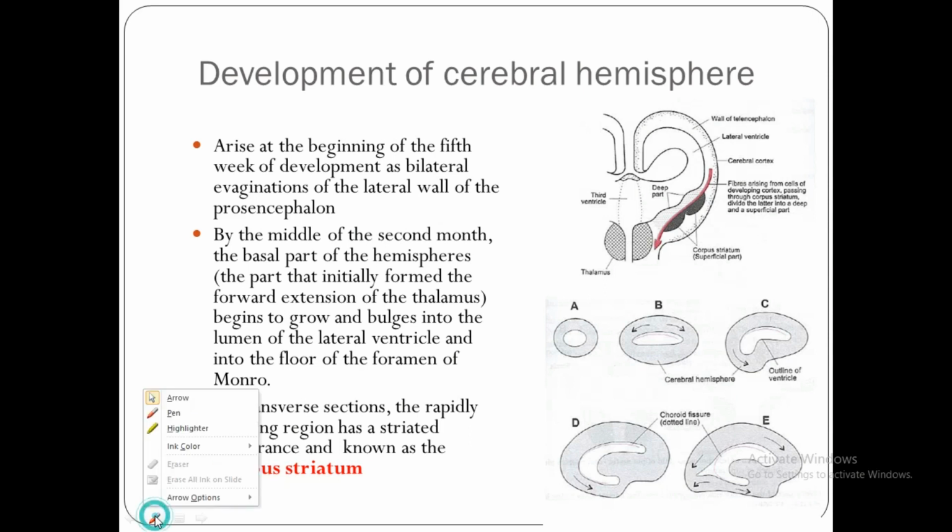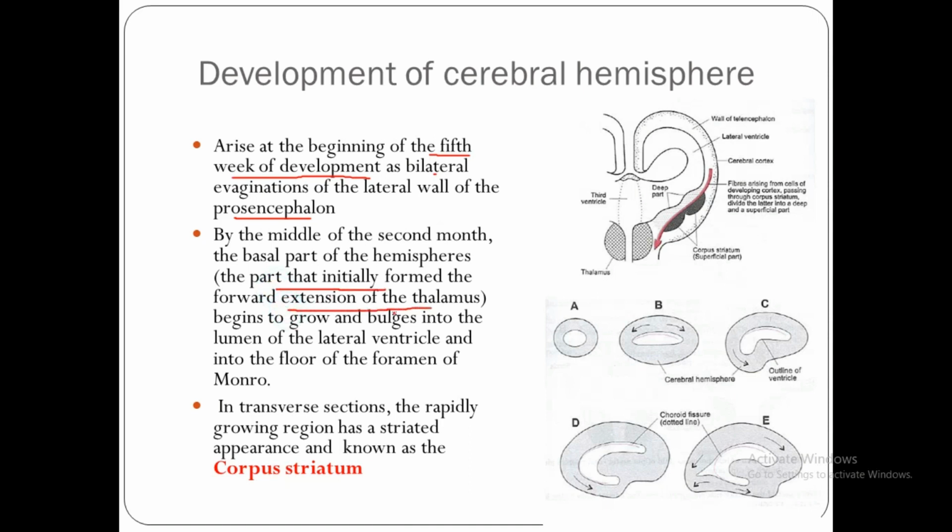Now, the cerebral hemisphere, as we talked about before, is a derivative or development of the telencephalic vesicles, the lateral part. It arises in the 5th week of development from the prosencephalon. By the middle of the 2nd month, the basal part of the hemispheres, meaning the lower part, forms the forward extension of the thalamus and begins to grow and bulge into the lumen of the lateral ventricles.